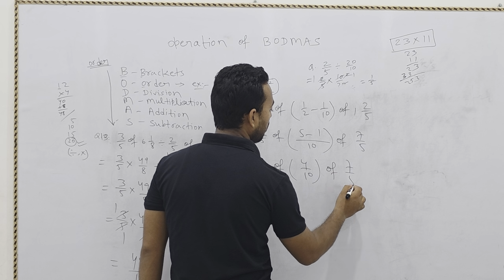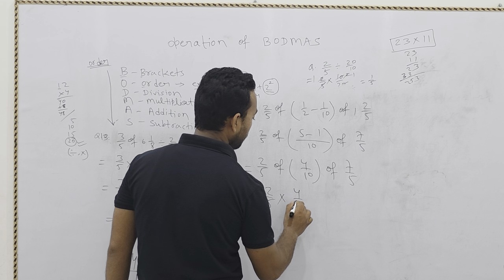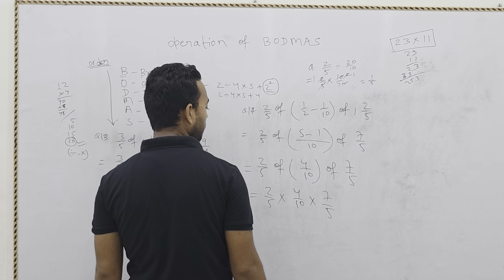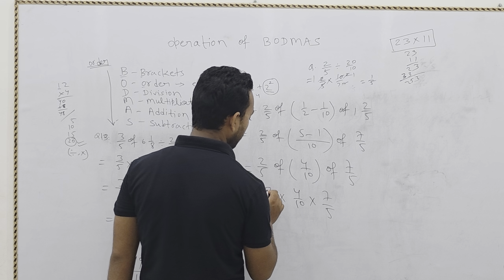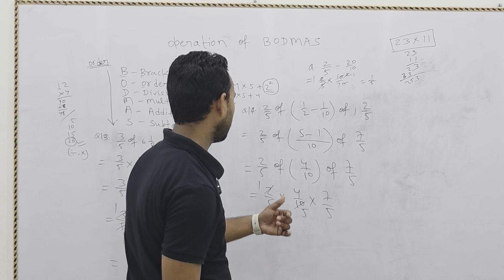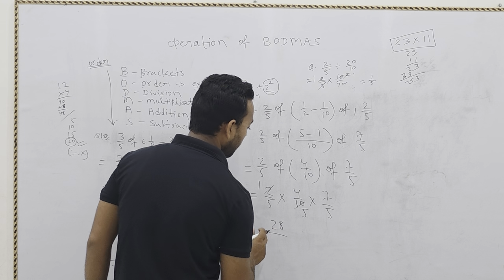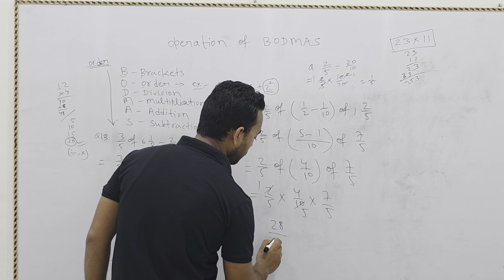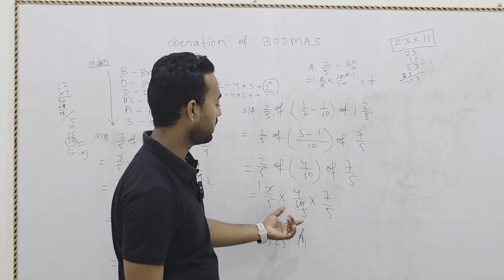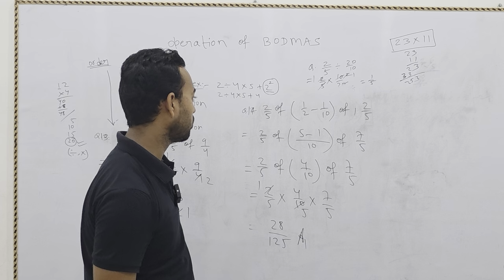2 by 5 of 4 by 10. Of stands for multiply. So here in place of of we will write multiply: 4 by 10 multiply 7 by 5. If we can cut, we will simply cut 2 times 5. Now will it cut or not? No, it will not cut. 4 times 7 is 28, and 5 times 5 is 25. Tomorrow I will tell you about multiplication and the short method of how to multiply.